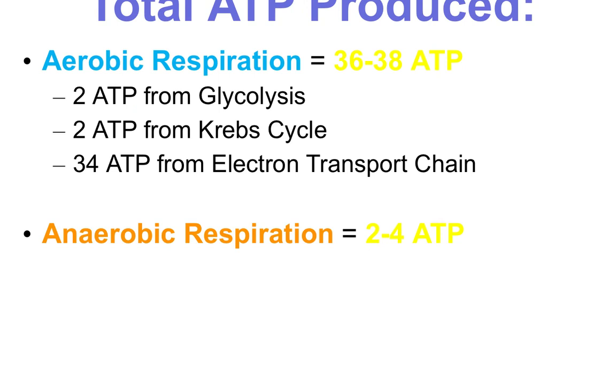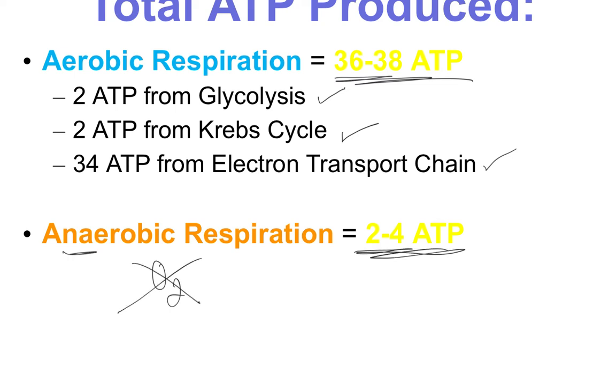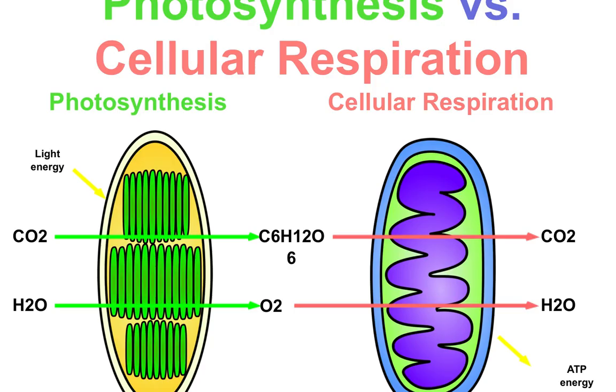So if we look at the combined total here, aerobic respiration is going to make somewhere between 36 and 38 ATP. You're going to get 2 of them from glycolysis, 2 of them from the Krebs cycle, and 34 of them from the electron transport chain. And if you're anaerobic, and that is no oxygen, then you're getting 2 to 4 ATP molecules through those processes.